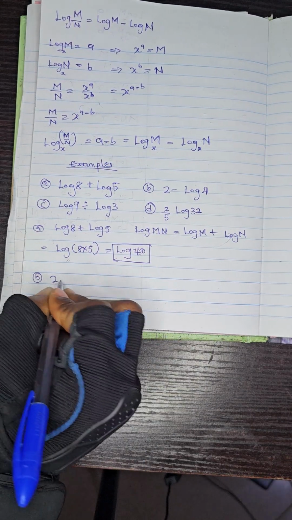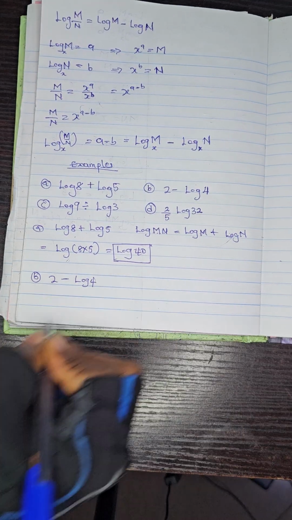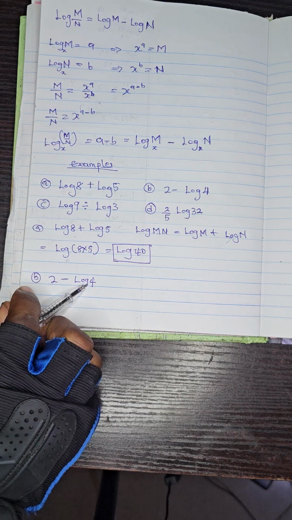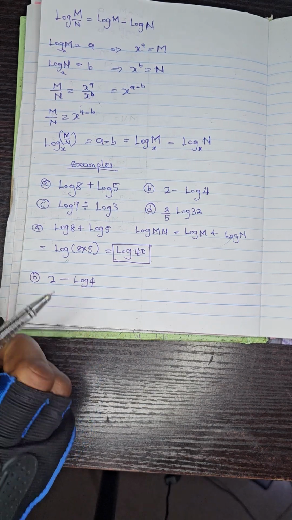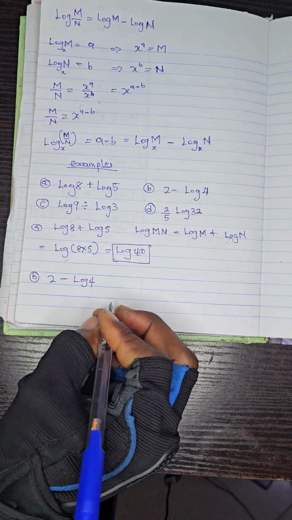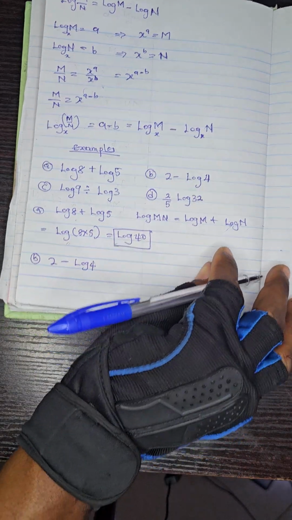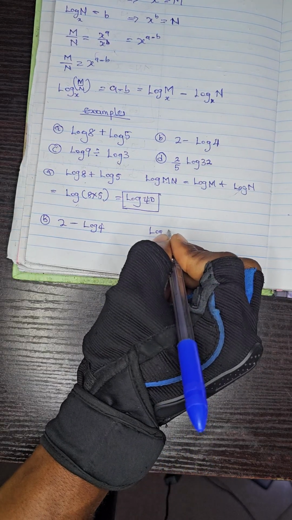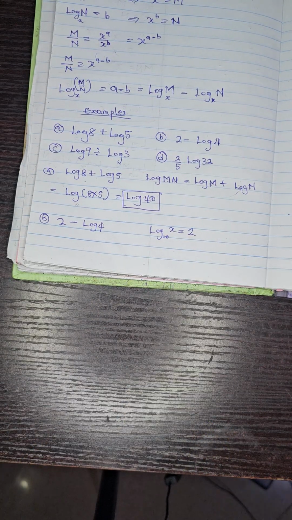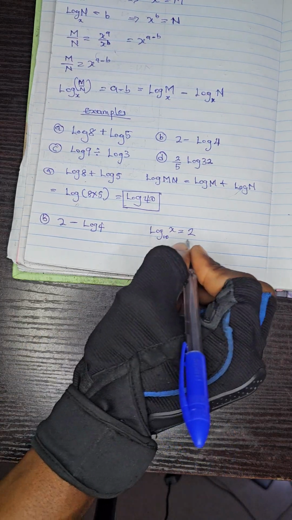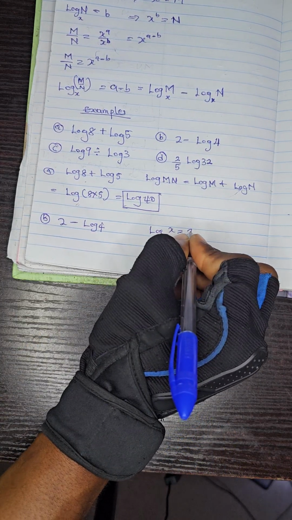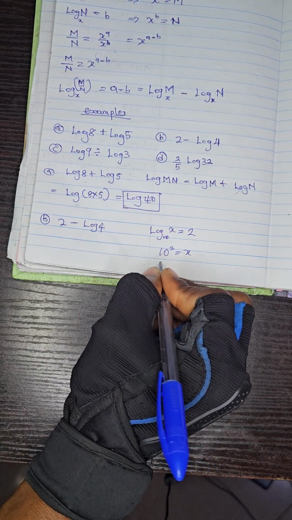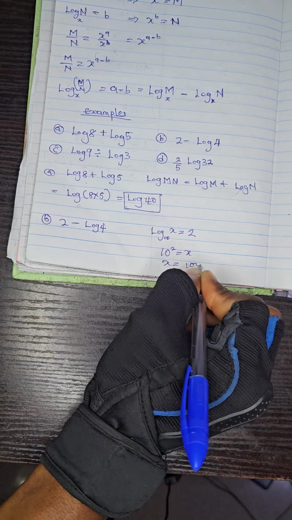Number 2, 2 minus log 4. Now remember what I told you, that if you don't see any base written here, it means it's log base 10. Remember that one. So which log of base 10 will give you 2? That's the first thing you are going to ask yourself. Now let me say log x equal to 2. If you change it to indices, the base raised to power the answer will give you this. So it will be 10 raised to power 2 equal to x. So 10 raised to power 2 is what? 100. So x is equal to 100.